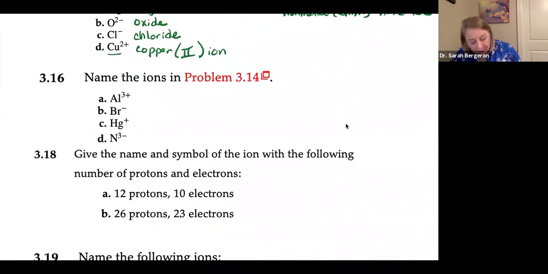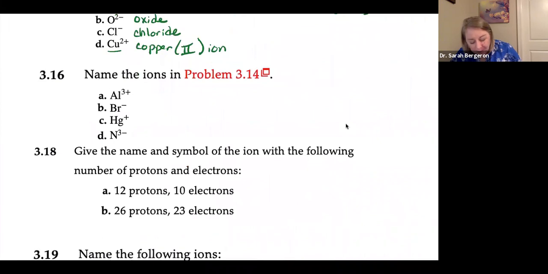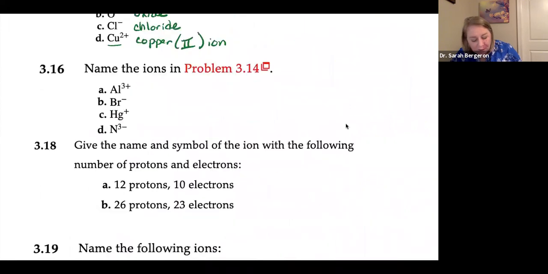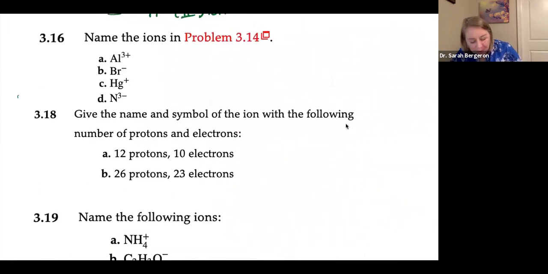All right, let's see. Give the name and symbol of the ion with the following number of protons and electrons. And it looks like I missed one. It looks like I missed 3.17. I'll go back and do that one in class. I'll figure out what it was. All right. Give the name and symbol of the ion with the number of protons and electrons. So if you want to know which element it is, you're going to go look at protons.